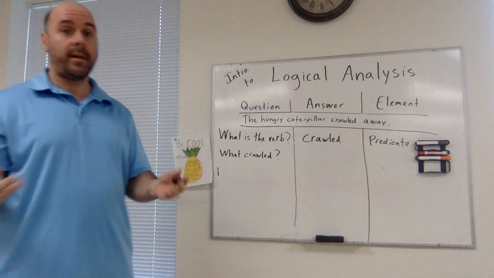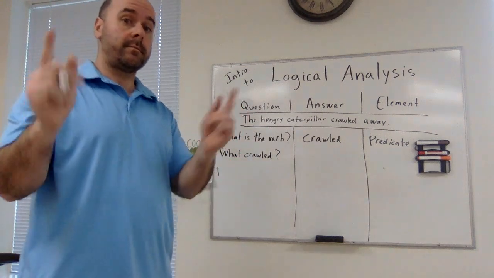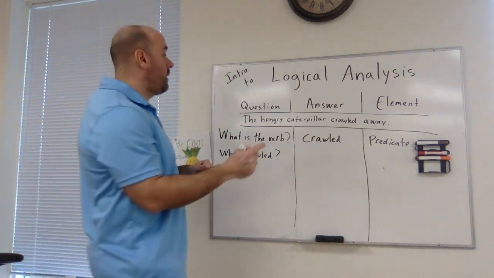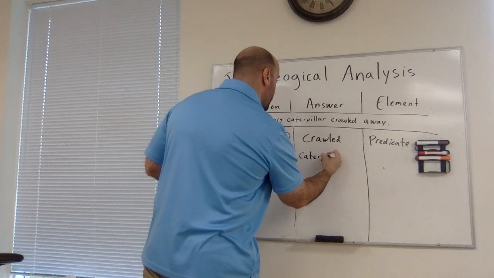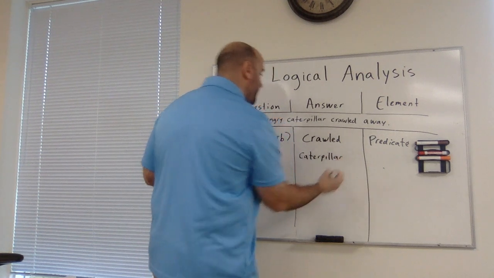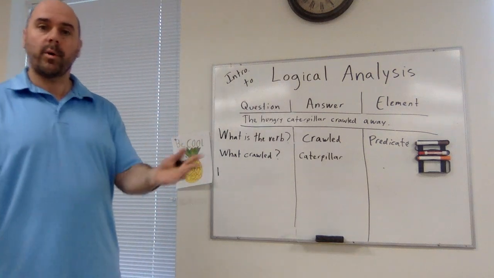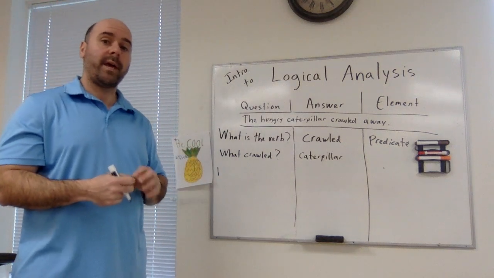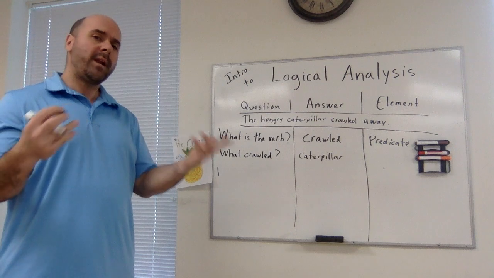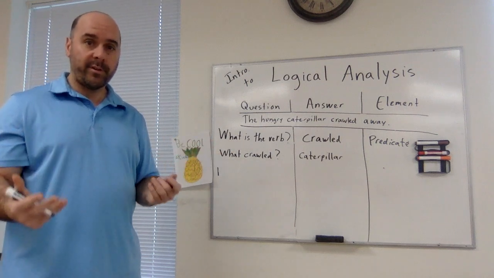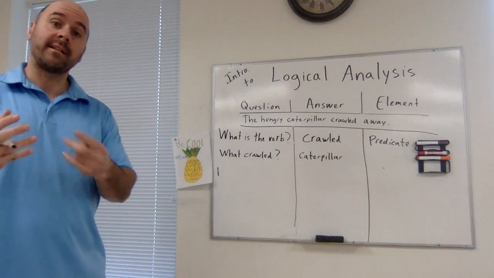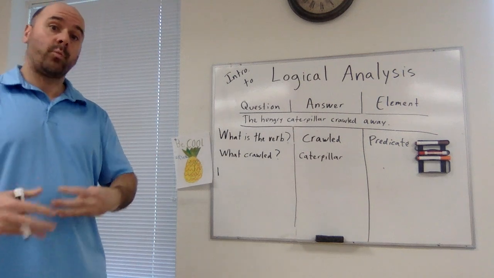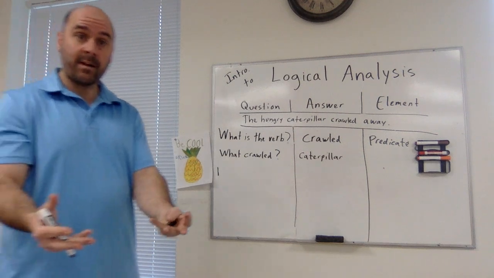What crawled? And we know the answer to that is, that's right, caterpillar. So we have the question, what is the verb crawled? We have what crawled, the caterpillar. But what element of the sentence is that? Well, if you look at the previous example that we just did, you're going to know that that is the subject. That is the thing doing the action. What is doing the crawling? It's the caterpillar.